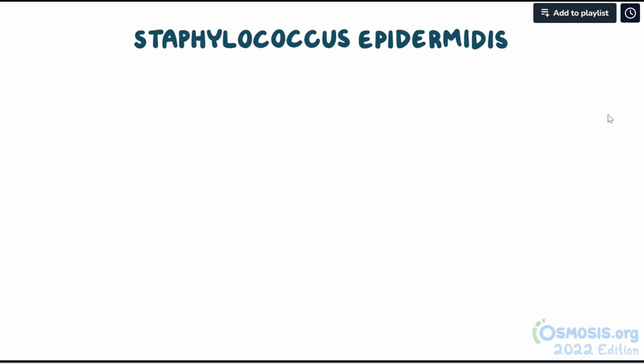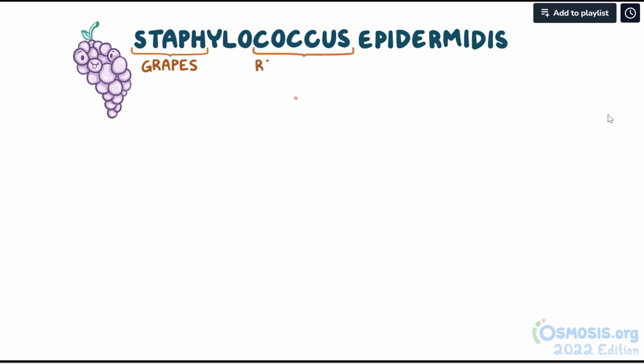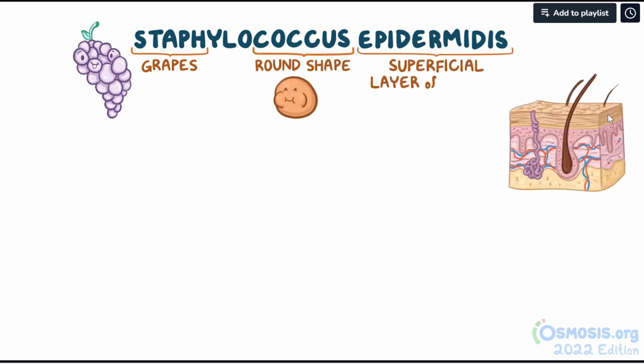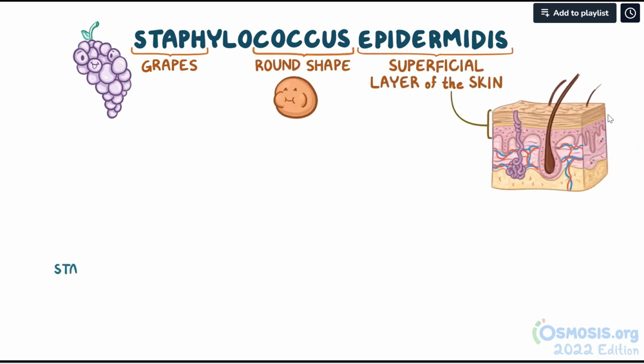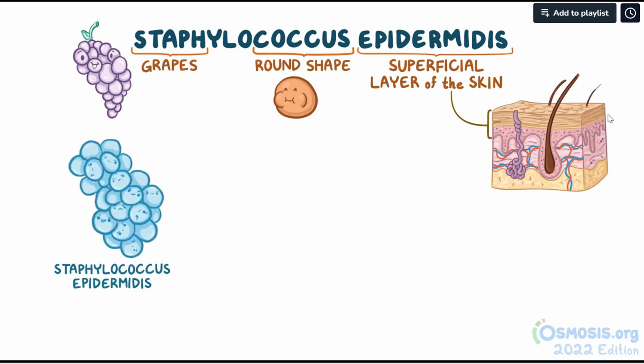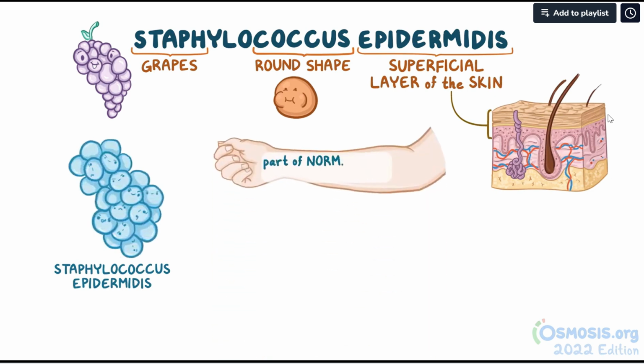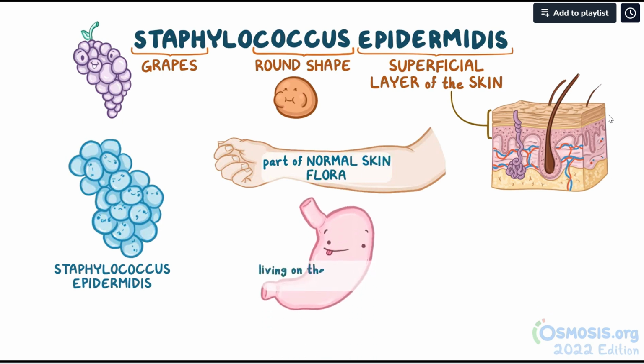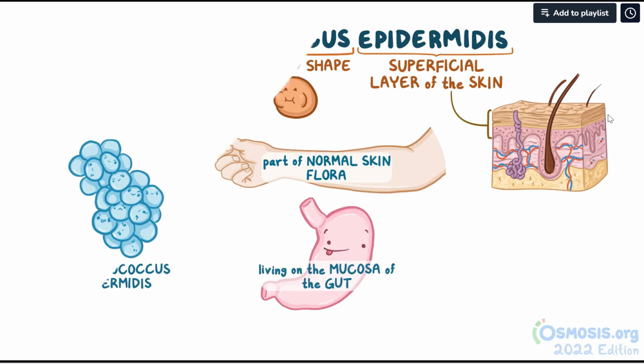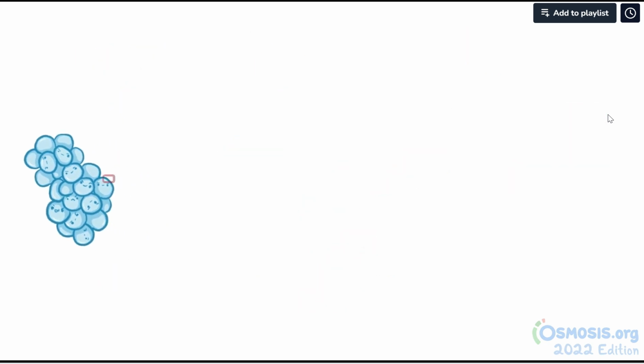This can be broken down into staph, which means grapes, coccus, which means round shape, and epidermidis, referring to the superficial layer of the skin. So, Staphylococcus epidermidis are round bacteria that tend to live clustered together as if they were grapes. And they are part of the normal skin flora, even though they may also be found living in the mucosa of the gut. Now, let's start with a little bit of microbe anatomy and physiology.